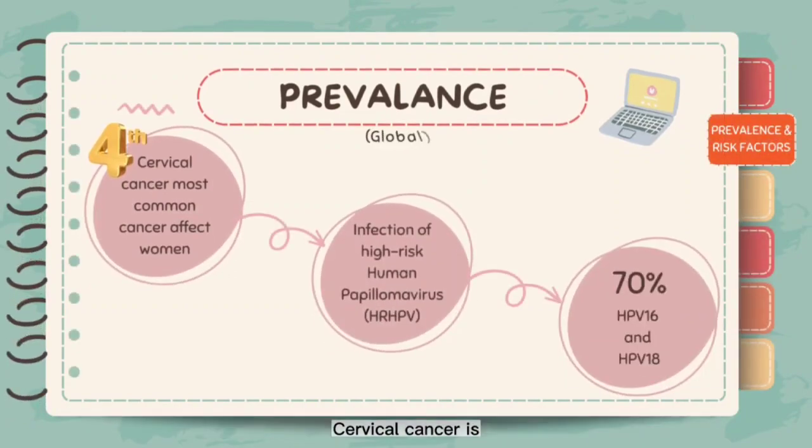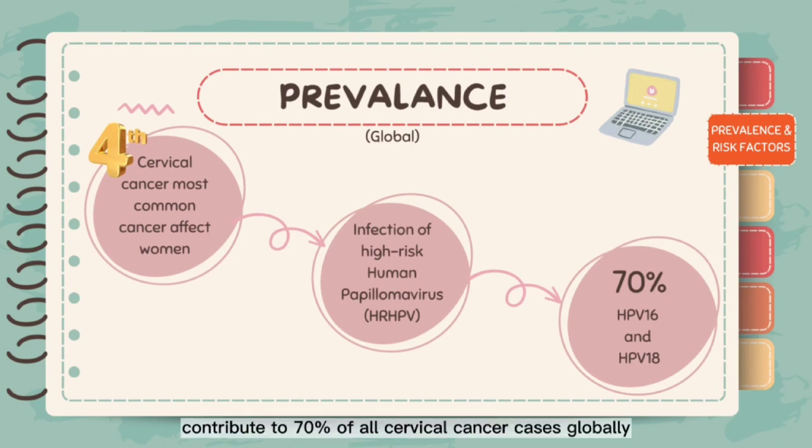Cervical cancer is one of the most preventable types of cancer, yet it is the fourth most common cancer affecting women globally. Almost all cervical cancers are due to persistent infection of high-risk human papillomavirus, HRHPV. HPV-16 and HPV-18 contribute to 70% of all cervical cancer cases globally.